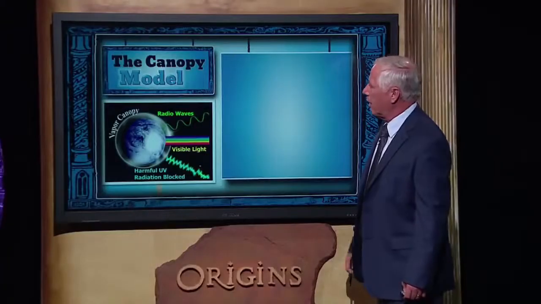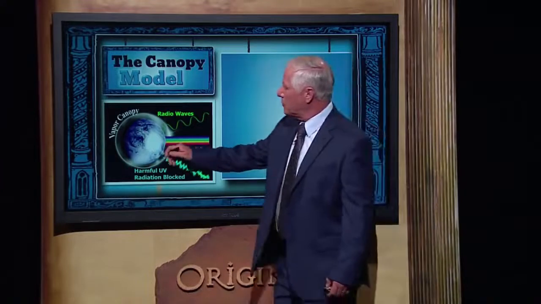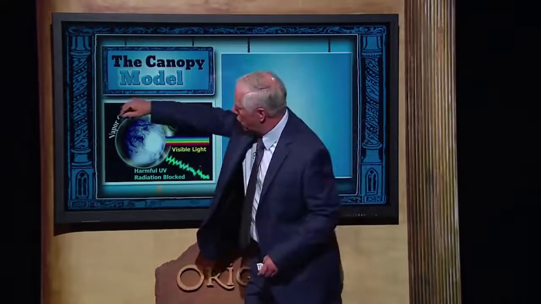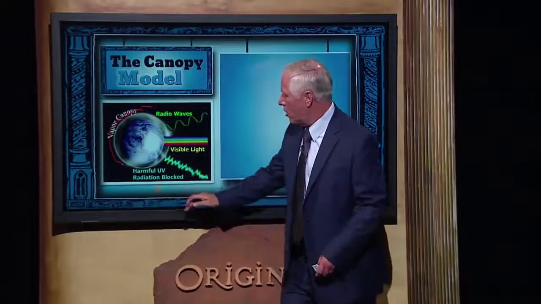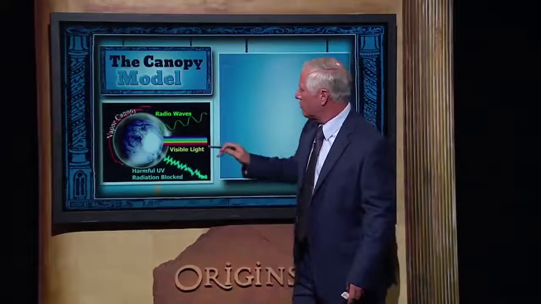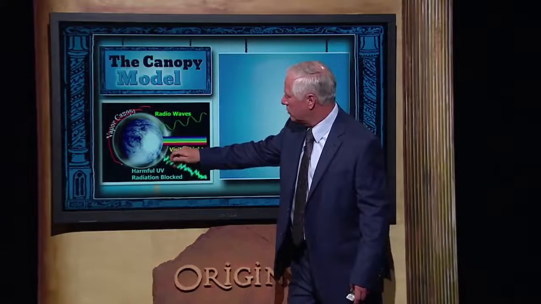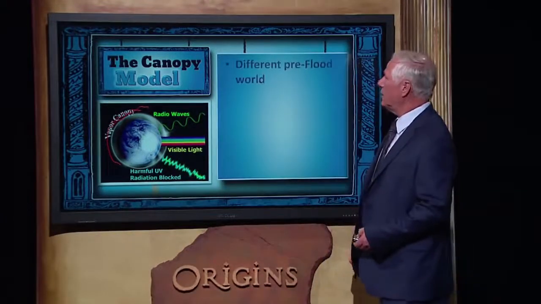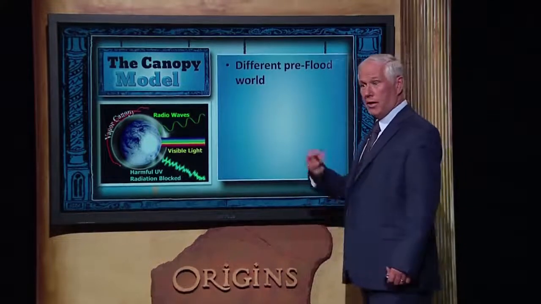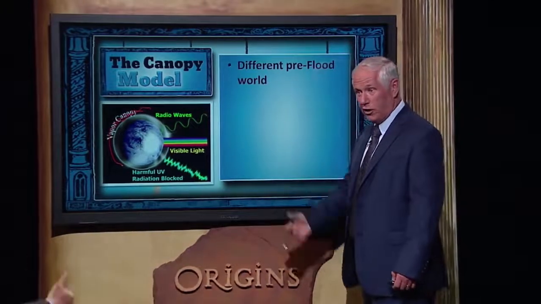And the belief there, the canopy model, was that there was water. Remember, the water's above the expanse. There was water out here above the Earth, and that supposedly protected us from harmful UV radiation. Radio waves could pass out, and some visible light could come through, but harmful UV radiation didn't come. And that would protect us from bad things, which is why people lived for 900 years before the flood.